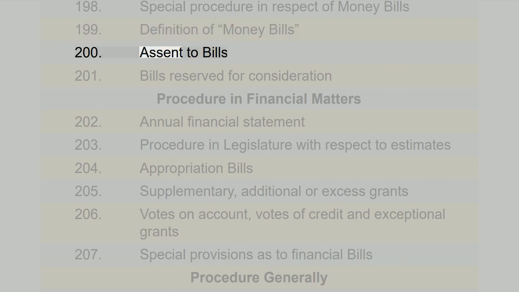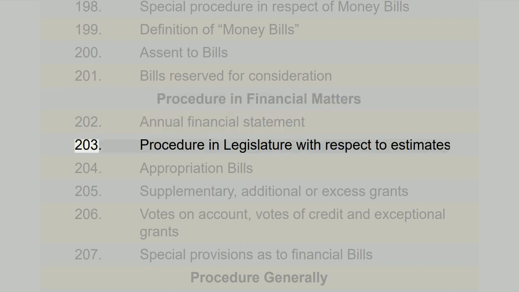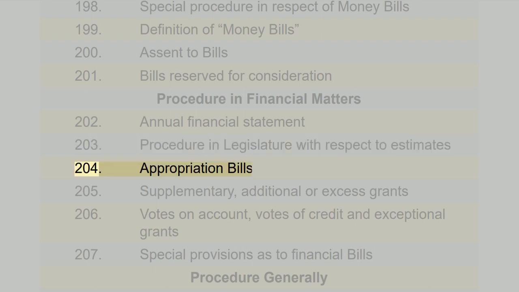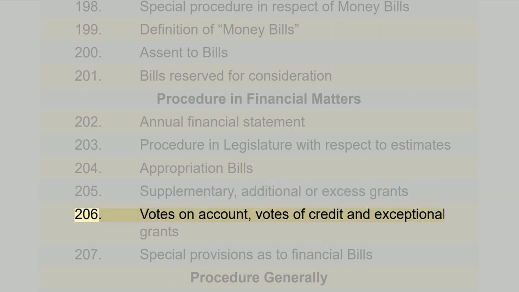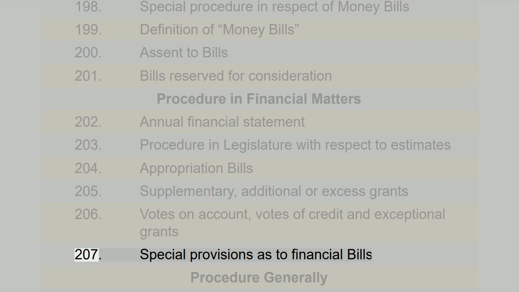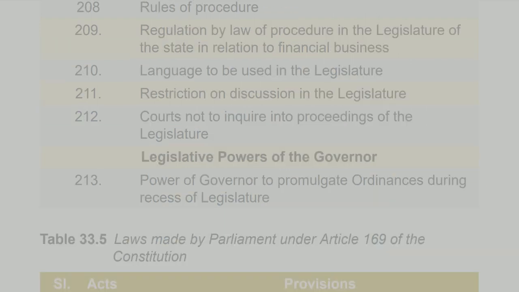200. Assent to bills. 201. Bills reserved for consideration. Procedure in financial matters: 202. Annual financial statement. 203. Procedure in legislature with respect to estimates. 204. Appropriation bills. 205. Supplementary, additional or excess grants. 206. Votes on account, votes of credit and exceptional grants. 207. Special provisions as to financial bills. Procedure generally: 208. Rules of procedure. 209. Regulation by law of procedure in the legislature of the state in relation to financial business.